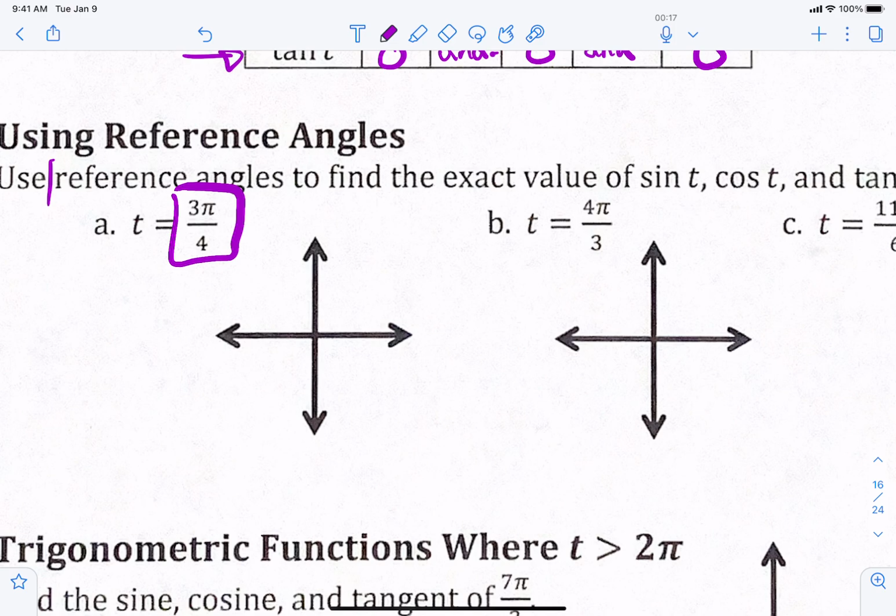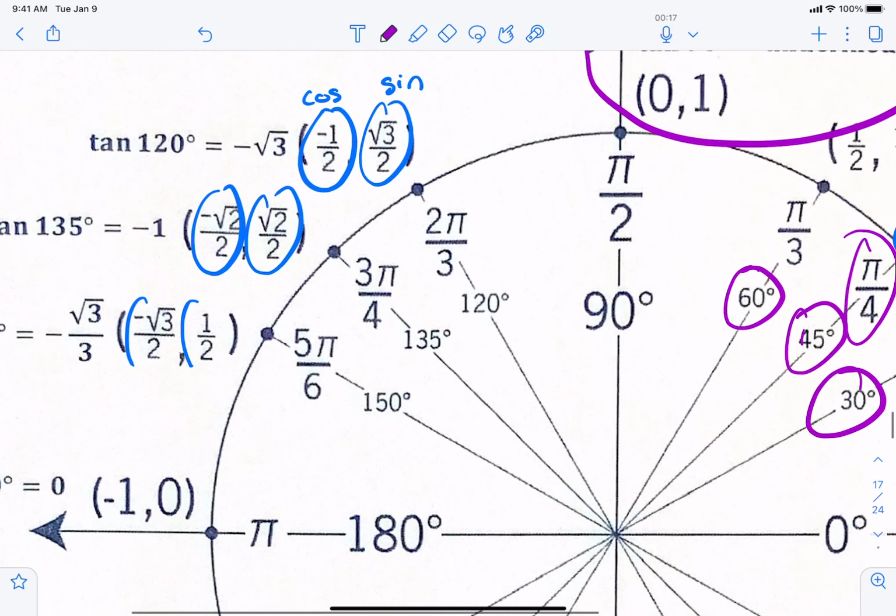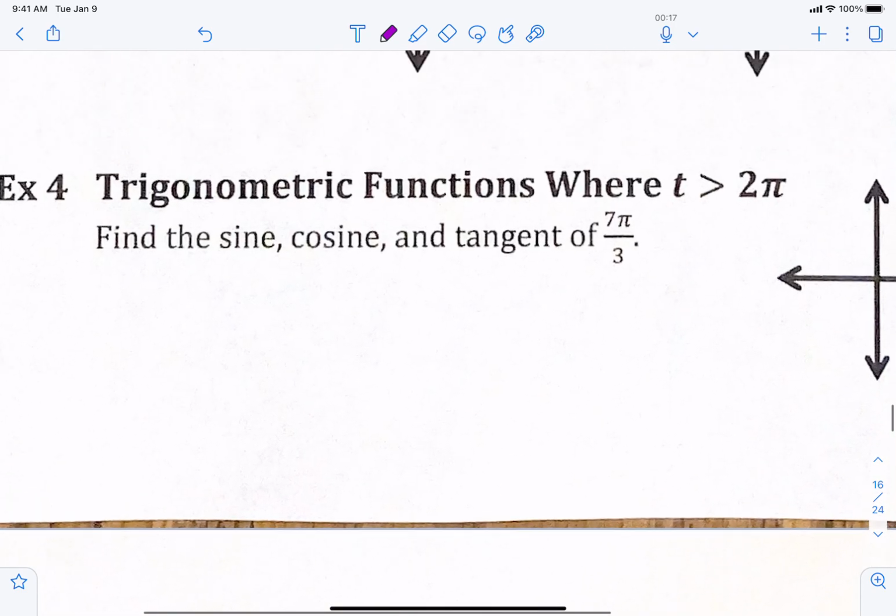Okay, 3 pi over 4, where is it going to live? You have a 3 pi over 4 on your unit circle. It's 135 degrees, which is in what quadrant? The second quadrant. This is an angle of 3 pi over 4. It's 135 degrees. You have it on your unit circle, in the second quadrant, okay?